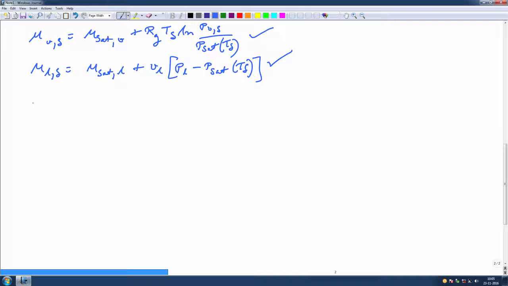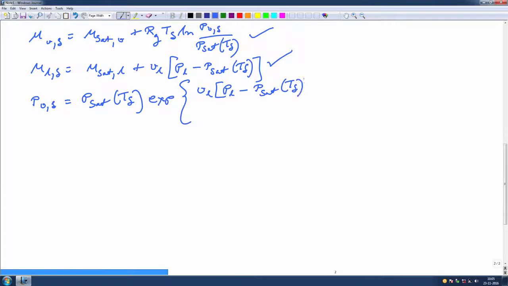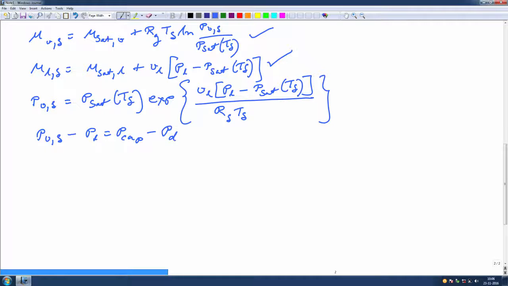Now let us try to do a combination of the two. So it is P_sat at T_delta times the exponential of V_L times (P_L minus P_sat at T_delta) divided by R_delta T_delta. Got it? When you combine the two forms, that is what you get. So the pressure difference now in the liquid and the vapor phase can also be given as, because this is the capillary pressure, this is the disjoining pressure.